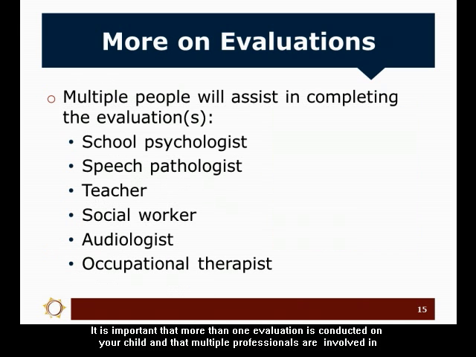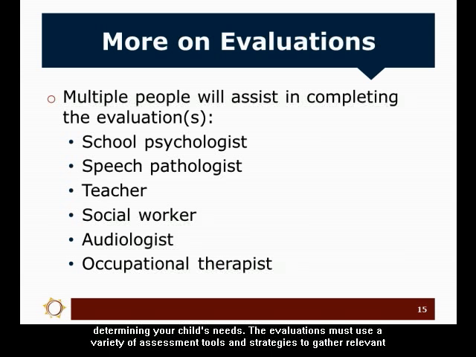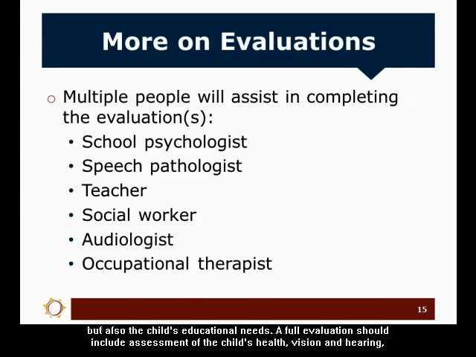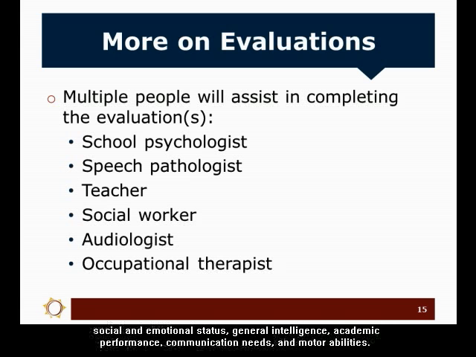It is important that more than one evaluation is conducted on your child and that multiple professionals are involved in determining your child's needs. The evaluations must use a variety of assessment tools and strategies to gather relevant information. It's important to examine all areas of your child's functioning to determine not only if the child has a disability, but also the child's educational needs. A full evaluation should include assessment of the child's health, vision and hearing, social and emotional status, general intelligence, academic performance, communication needs, and motor abilities.